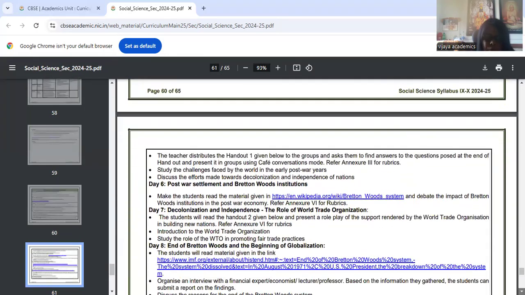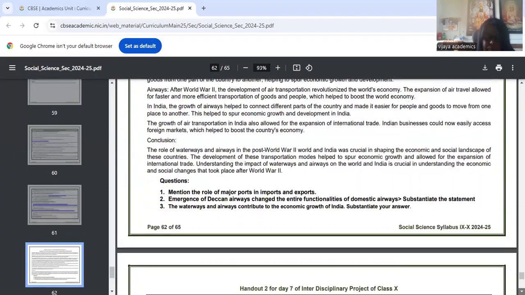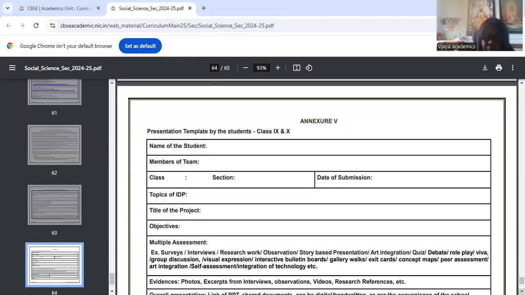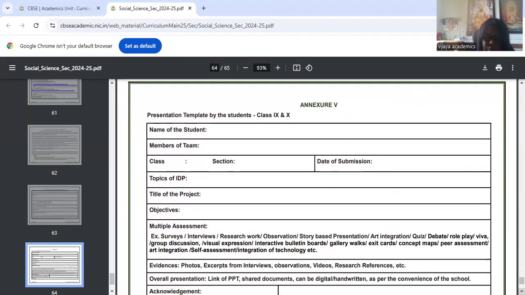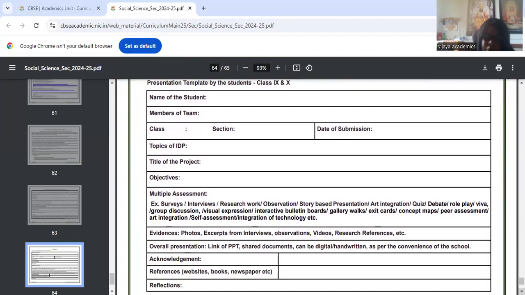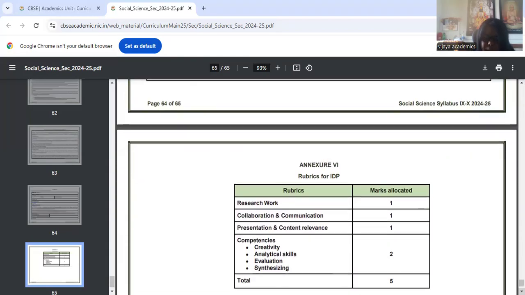After that, do the interdisciplinary activity in the school itself. Day-wise handouts are also given over here. This is a great help for the students. Now, the presentation template by the students. The students are going to use name of the student, members of the team, class, section, date of submission, topics of IDP, title of the project, objectives, multiple assessment, then evidences, oral presentation, acknowledgement, reference, reflections. All these are important points for the interdisciplinary project.